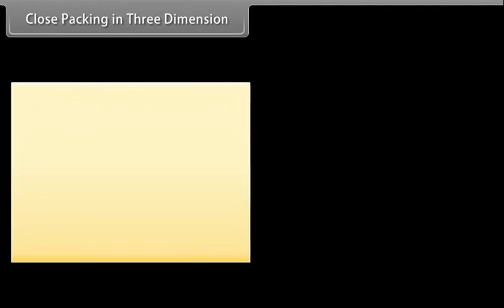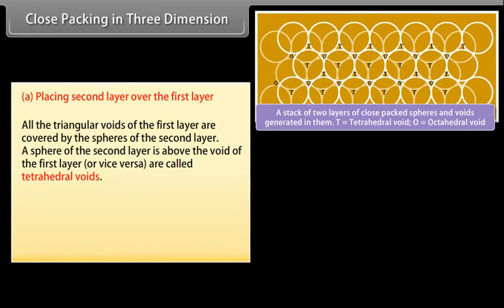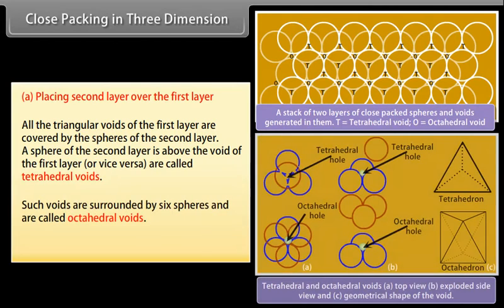A. Placing the second layer over the first layer. All the triangular voids of the first layer are covered by the spheres of the second layer. Where a sphere of the second layer is above a void of the first layer, or vice versa, the voids are called tetrahedral voids. Voids surrounded by 6 spheres are called octahedral voids.